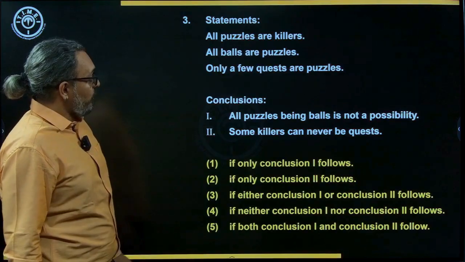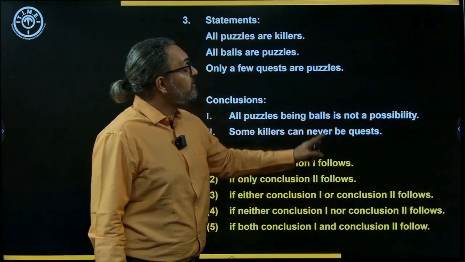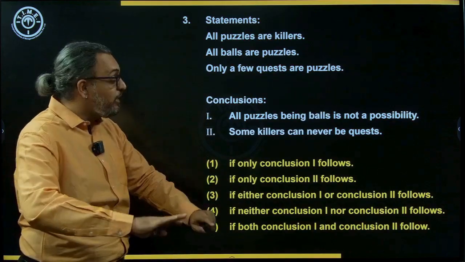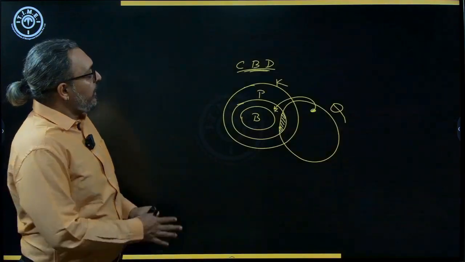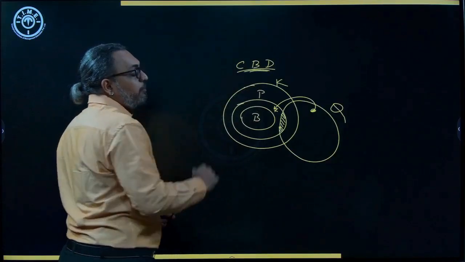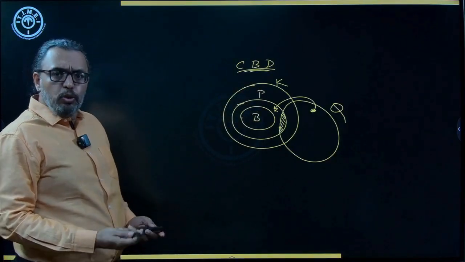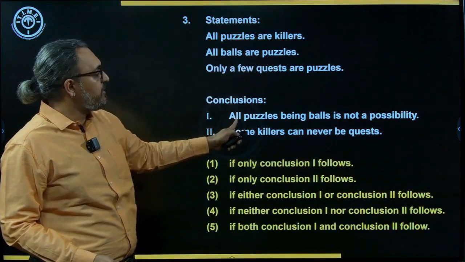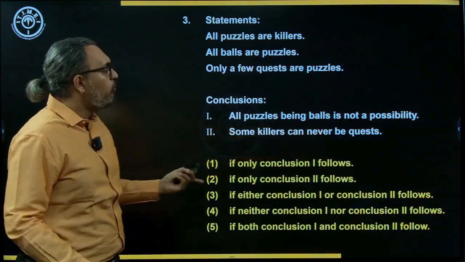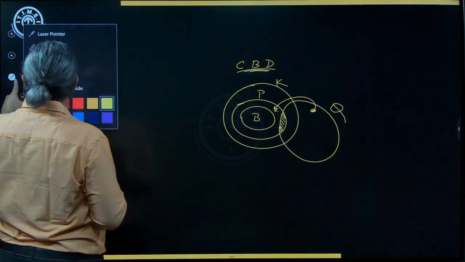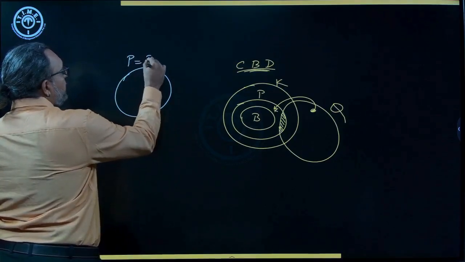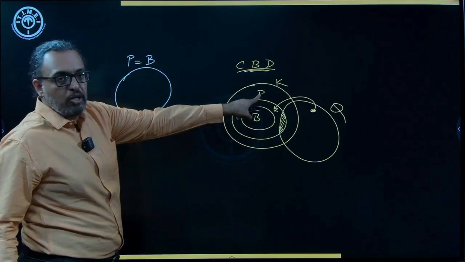Right, so now the first one: all puzzles being balls is not a possibility. Okay, all puzzles being balls. Can I take the complete P inside B? You can. Why? Because I already have all balls are puzzles. Now he says all puzzles are balls. What can I do? I can simply draw like this, no? I can take one circle and put P equals B, so that I can get all balls are puzzles according to the statements.